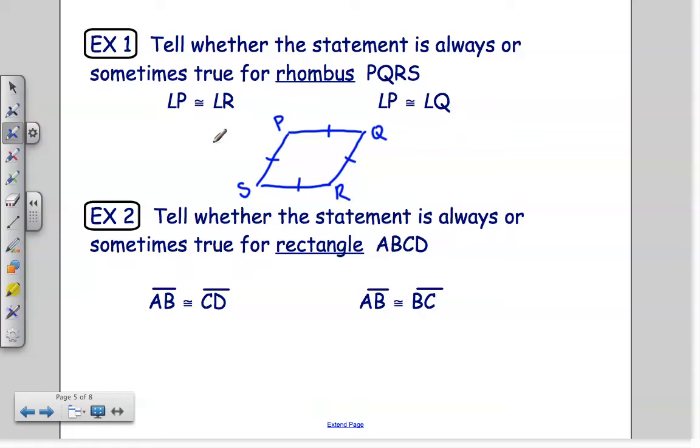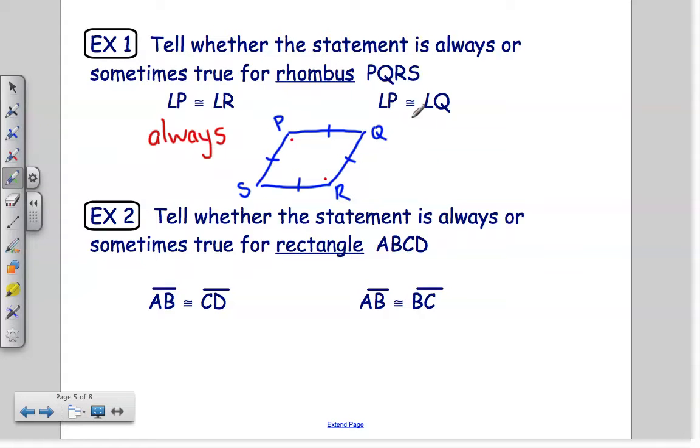PQRS. Would it be always or sometimes true that angle P is congruent to angle R? I'm looking at these two. Hey, they're opposite angles, right? It doesn't even matter that it's a rhombus. The fact that it's at least a parallelogram, opposite angles have to be congruent no matter what. So this is always true. Opposite angles will always be congruent in a rhombus because it fits under parallelogram, which said opposite angles have to be congruent.